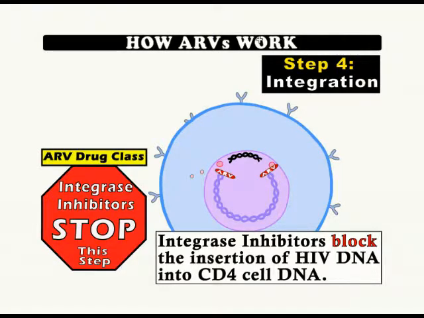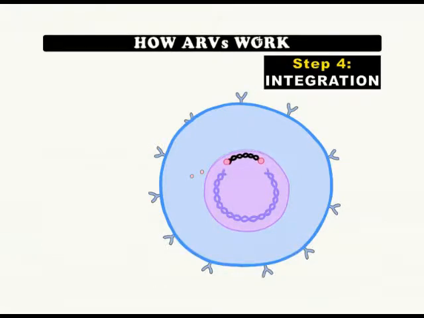ARV drug class known as integrase inhibitors stop this step. Integrase inhibitors block the insertion of HIV DNA into CD4 cell DNA. If this ARV drug class is not used, this step can be successful.